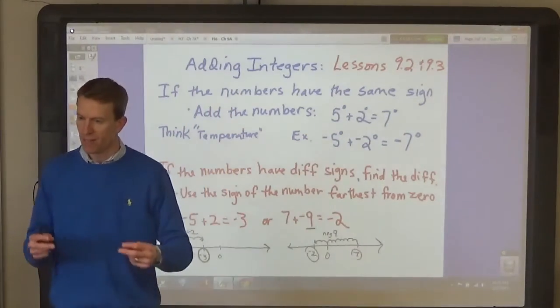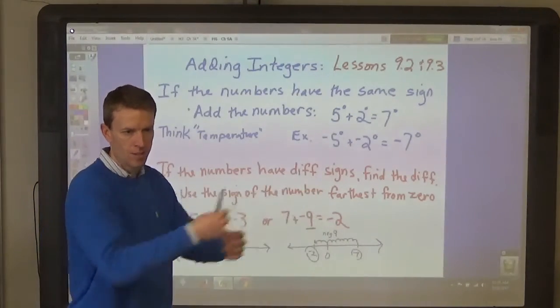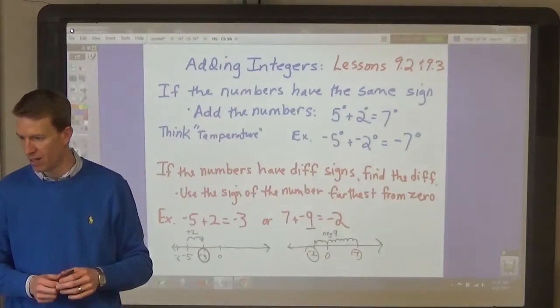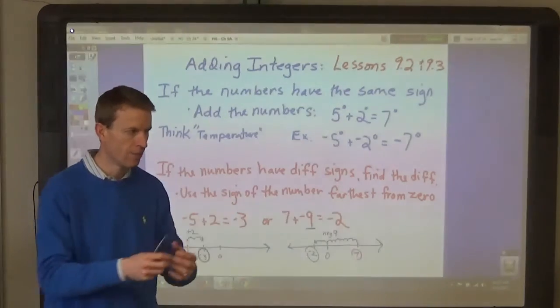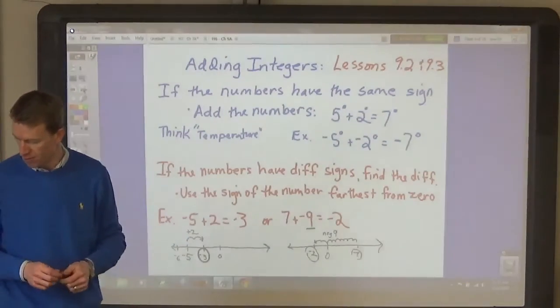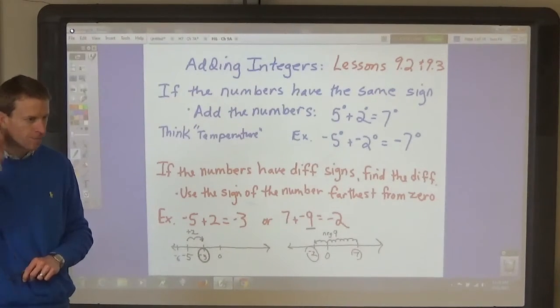If they both have the same sign, it's getting more of whatever you have started with. Okay? If they're both negative, it's getting more negative. If they're both positive, it's going higher positive. Okay? Does that make sense?